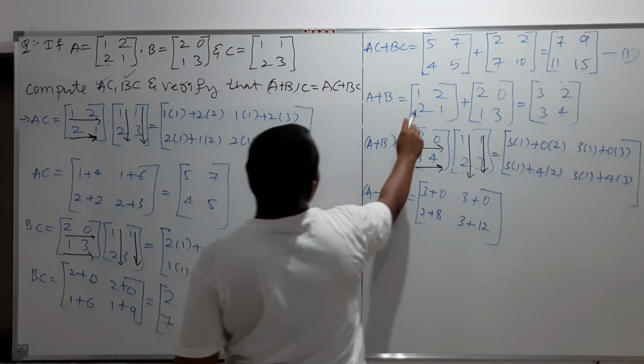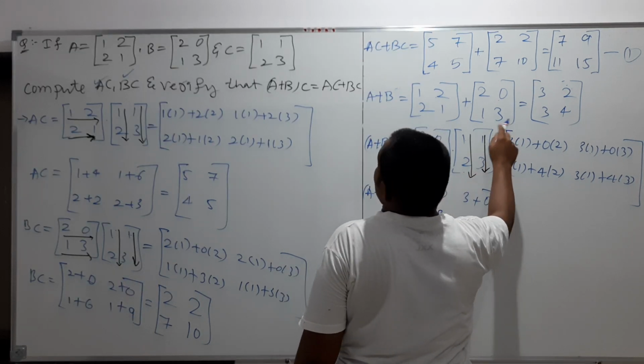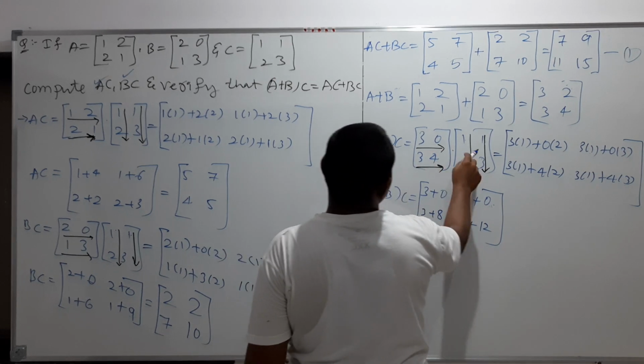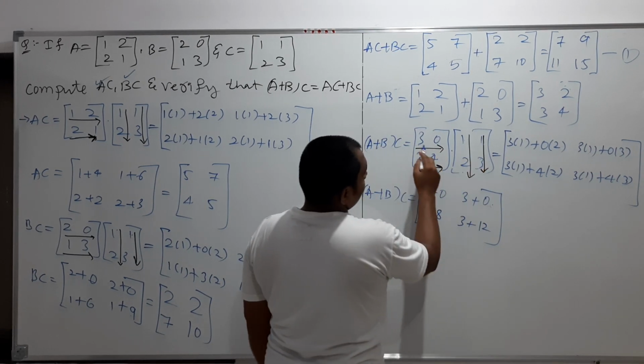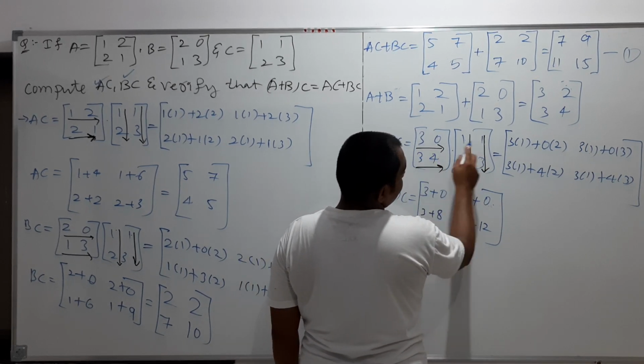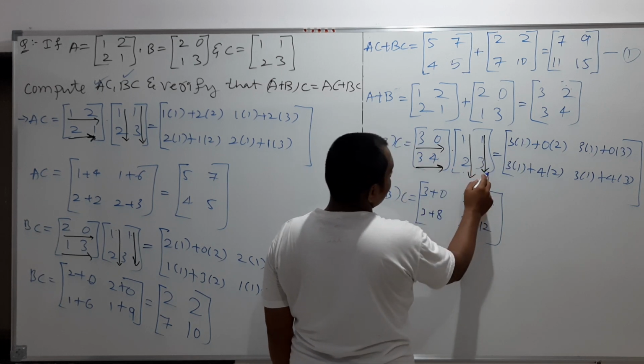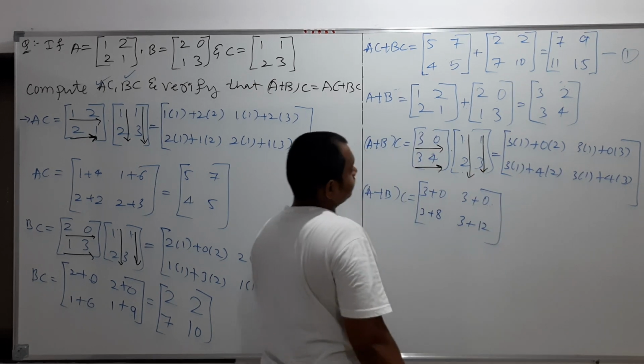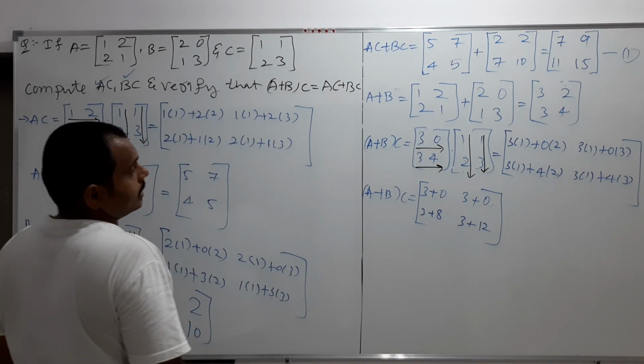A matrix is 1 2 2 1 2 0 1 3, A plus B. And the next matrix is the C matrix. So here it is row into column. First row, second column, that is 3 into 1 plus 0 into 2. First row, second column, 3 into 1 plus 0 into 3. A plus B.